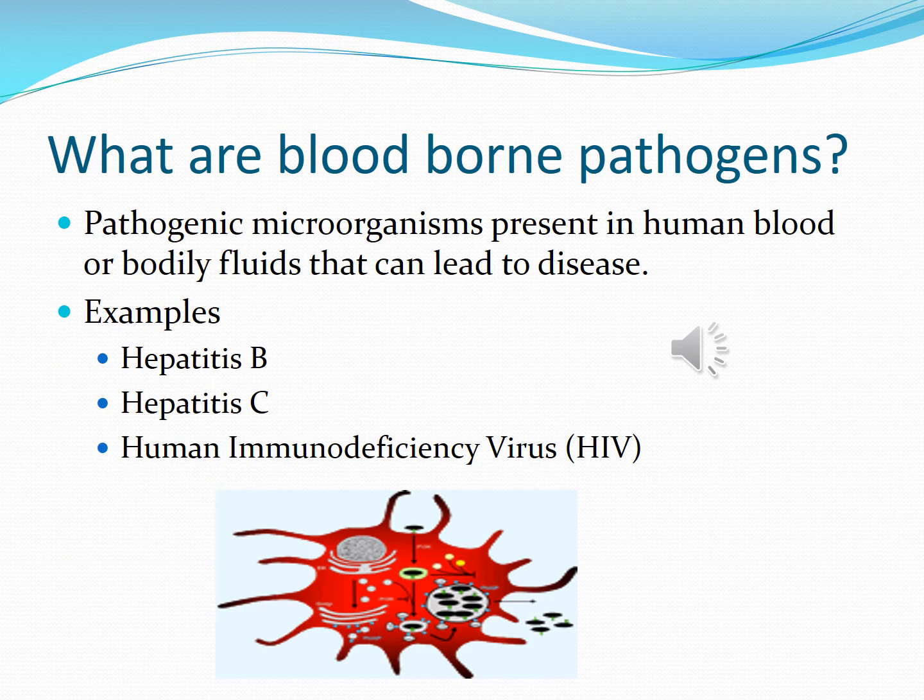What are bloodborne pathogens? Pathogens are microorganisms such as bacteria, fungi, or viruses that can come in contact with human beings and cause disease. Bloodborne pathogens are present in human blood or bodily fluids that can lead to disease.